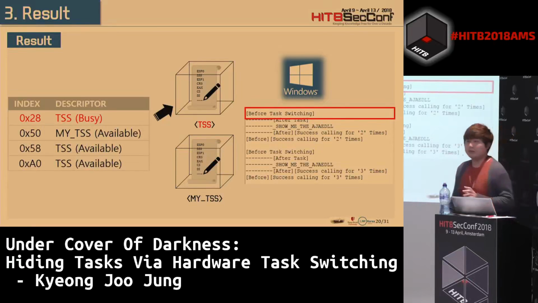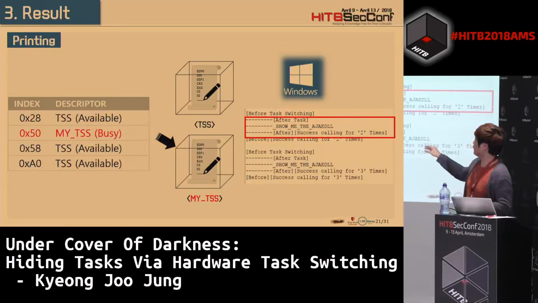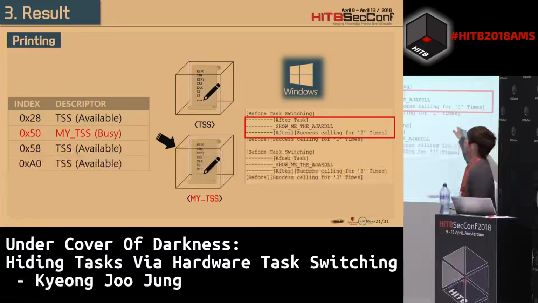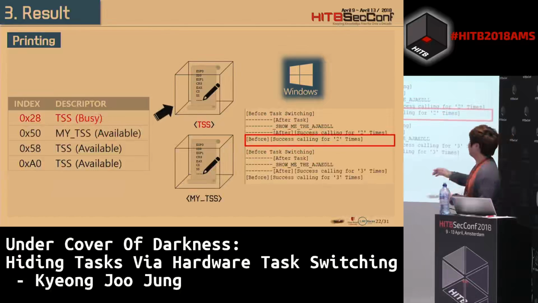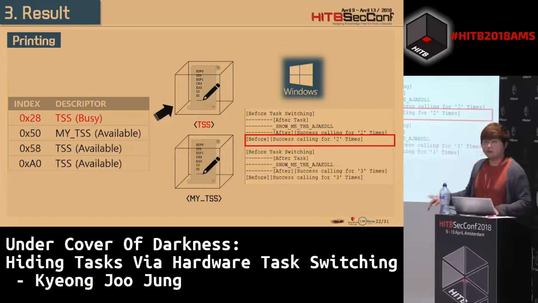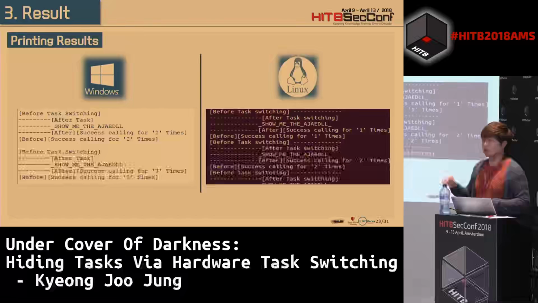Just like I said, if I trigger the jump or call instruction, it will automatically switch to my TSS to operate our task like this. And once it's done, it will go back to the normal TSS to print out this kind of thing. It's the simple hardware task switching method. We have done this in Windows and Linux, and we succeeded.